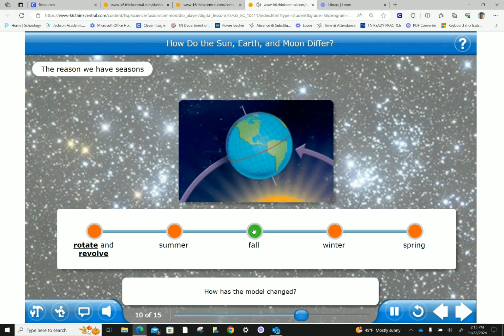How has the model changed? Did the tilt of the axis change? No, Earth's location changed. How are the sun's rays hitting the United States now? Instead of hitting directly, they are hitting at an angle. At an angle, the sun's rays are less intense. The country is receiving less heat energy, and we experience fall.